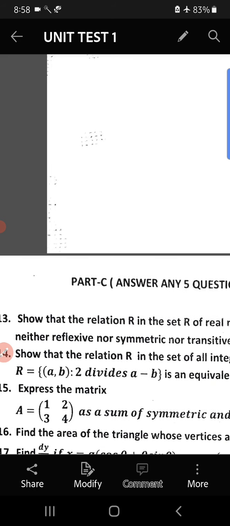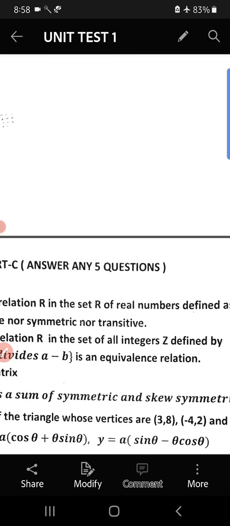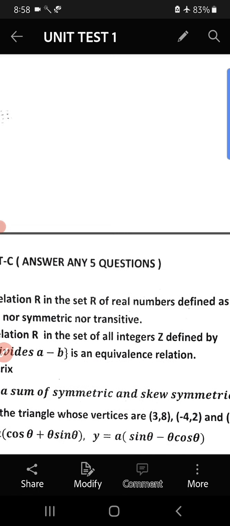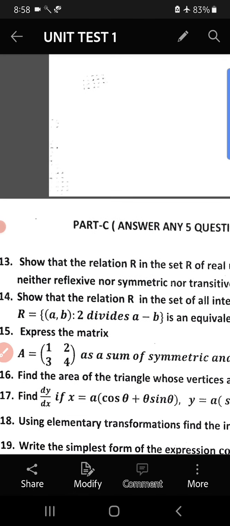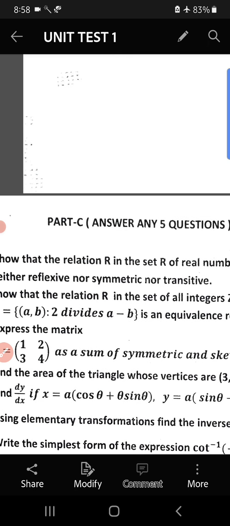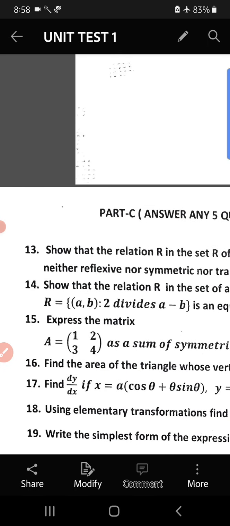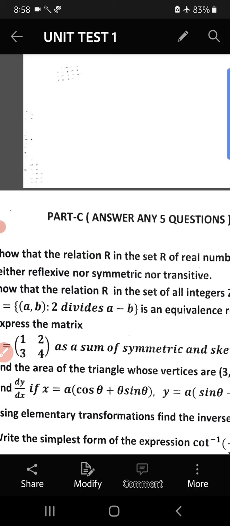Then we have the 14th question. Show that the relation R in the set of all integers Z defined by R equals (a, b) such that 2 divides a minus b is an equivalence relation. Then the 15th question is express the matrix A equals 1, 2, 3, 4 as a sum of symmetric and skew-symmetric matrices. So let us consider these questions one by one.